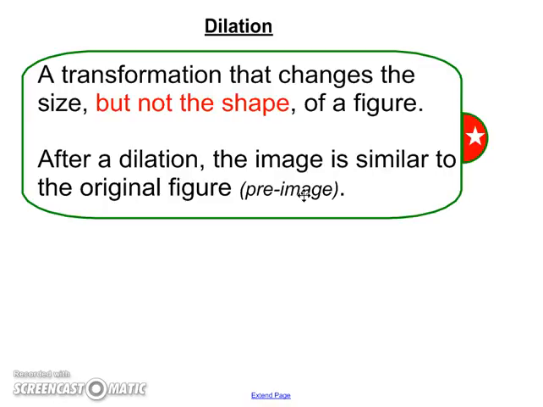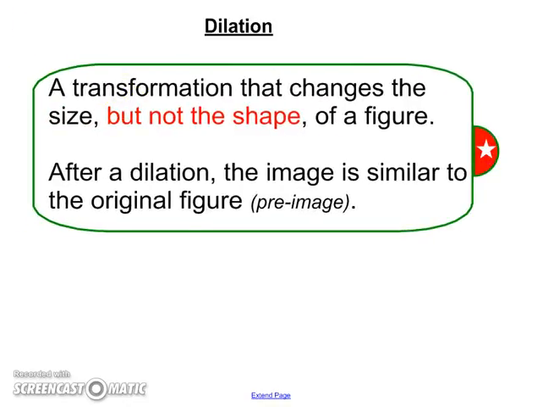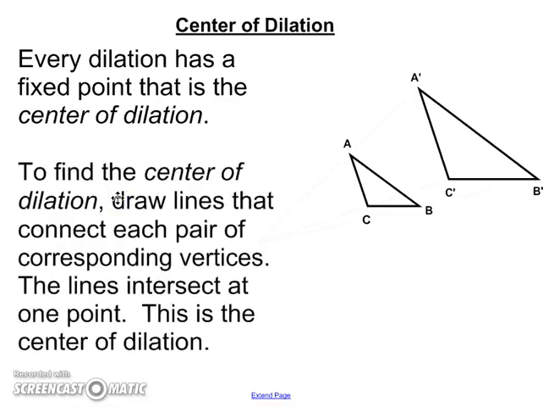So what we're doing here is we're coming up with similar figures. And remember, in the last unit, similar figures are things that have the same shape, but not necessarily the same size. So every dilation has a fixed point that we call the center of dilation. This is one of our tests to say whether we have a dilation or not. To find the center of dilation, draw lines that connect each pair of corresponding vertices. The lines intersect at one point. This is the center of dilation.